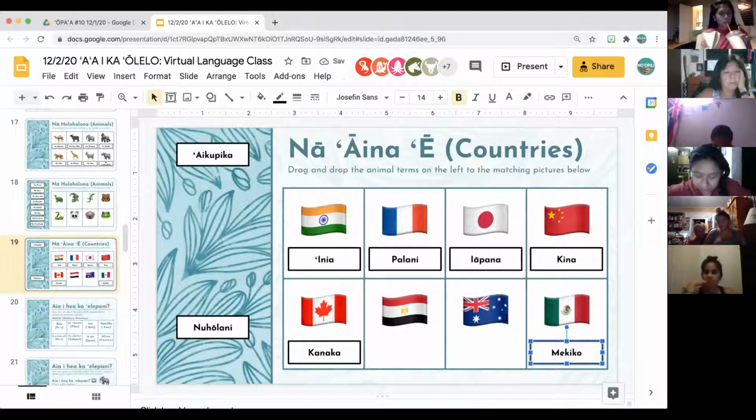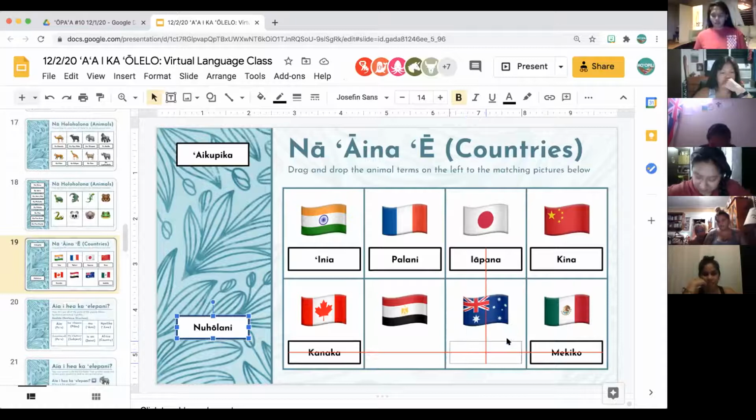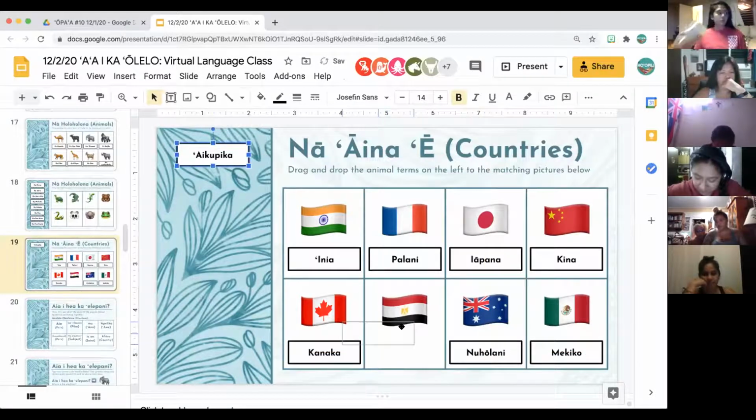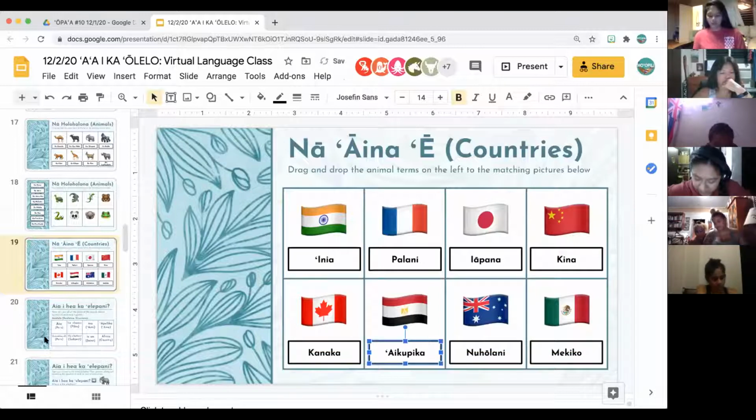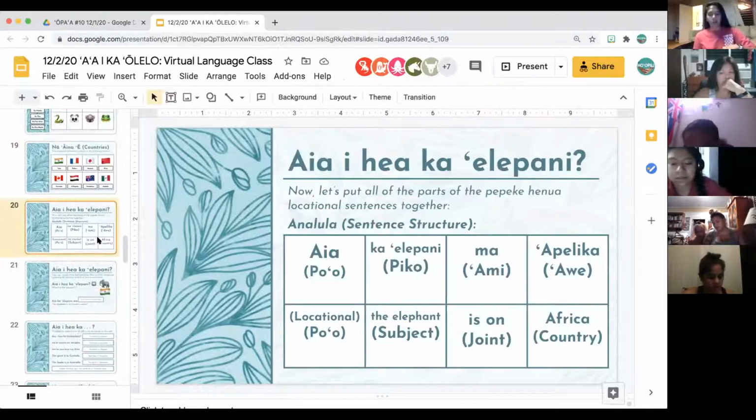Why are you giving me the hardest one? Nā Holoholona. Which one? The one on the right. Yeah. That's Australia. Well, you had a 50-50 chance, hello. And this one is Aikupika or Egypt. So why did we jump from animals to this? Because it's a location, hello. Oh, okay, got it.